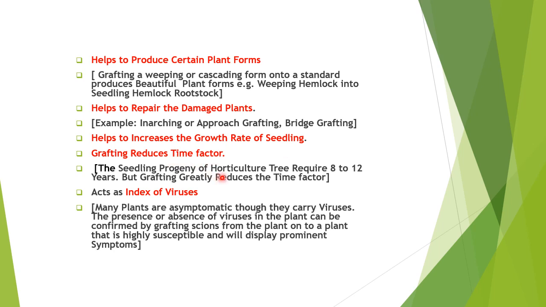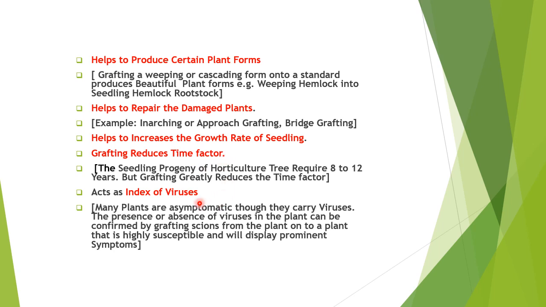The seedling progeny of a horticultural tree requires 8 to 12 years, but grafting greatly reduces the time factor. Normally you require 8 to 12 years to have a fruit set, but when you take a scion and graft it on a rootstock, it can set in 2 or 3 years, even the same year. So it reduces the time factor.